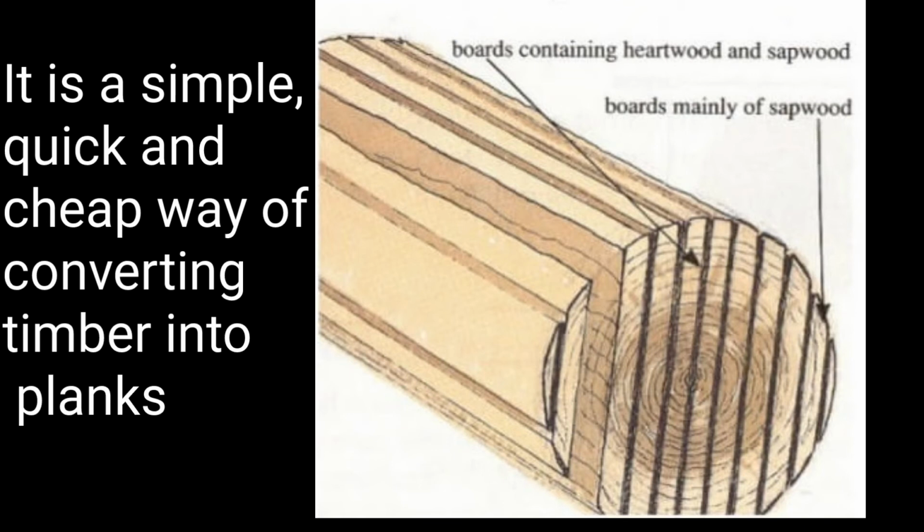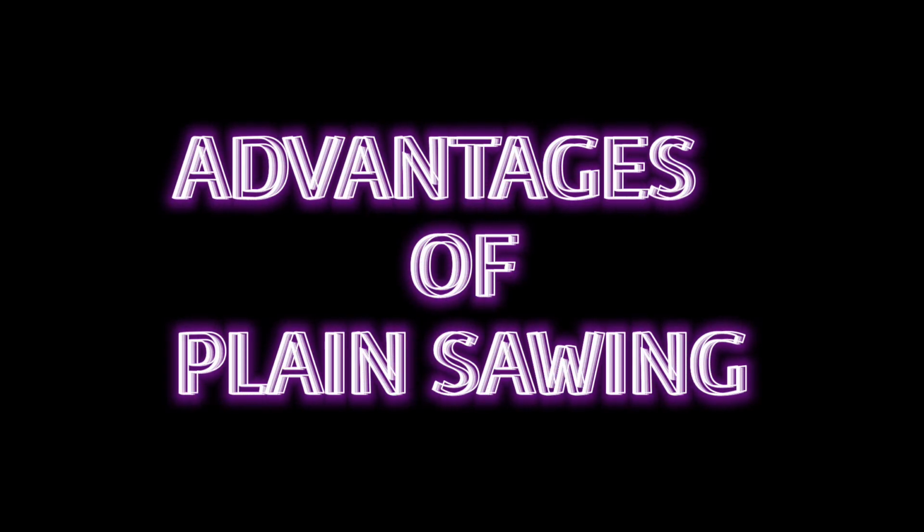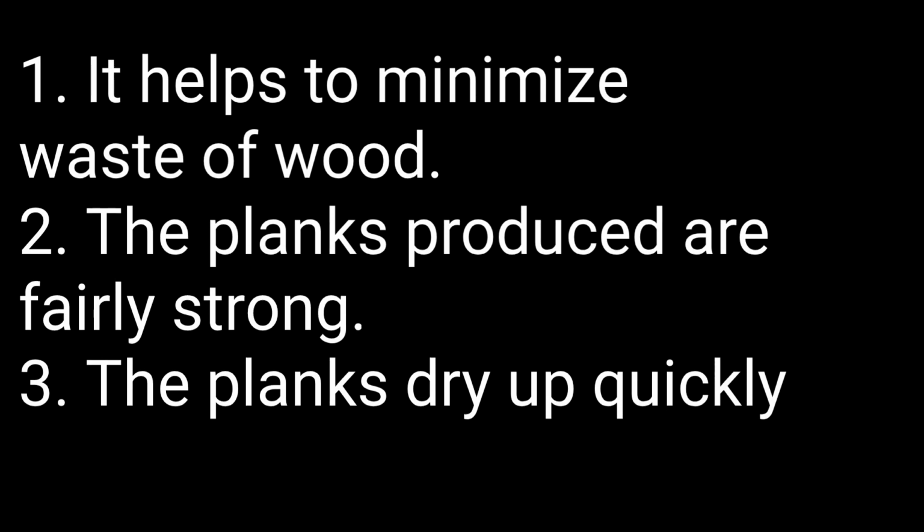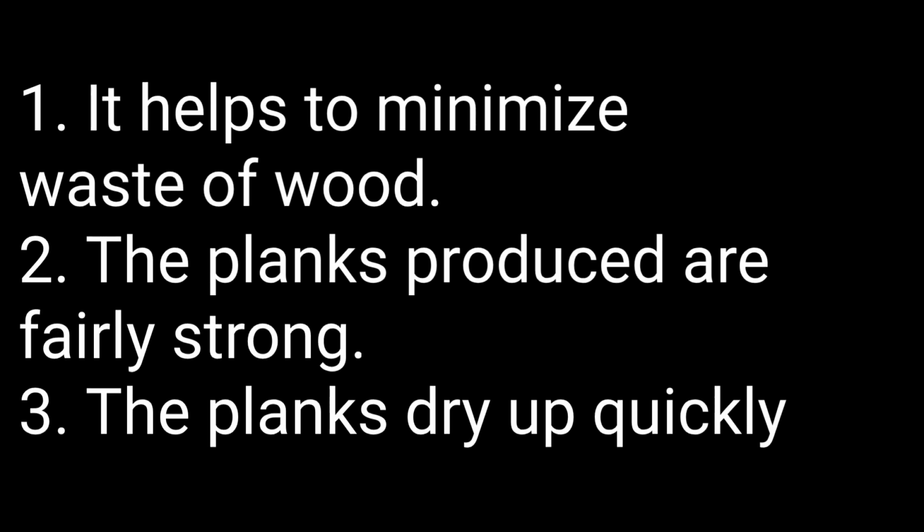suited for various purposes. There are some advantages as well as disadvantages of using this method of sawing. Advantages of plain sawing. 1. It helps to minimize the waste of wood. 2. The planks produced through this method are fairly strong when used for floor joists. 3. The planks produced by this method dry up quickly.